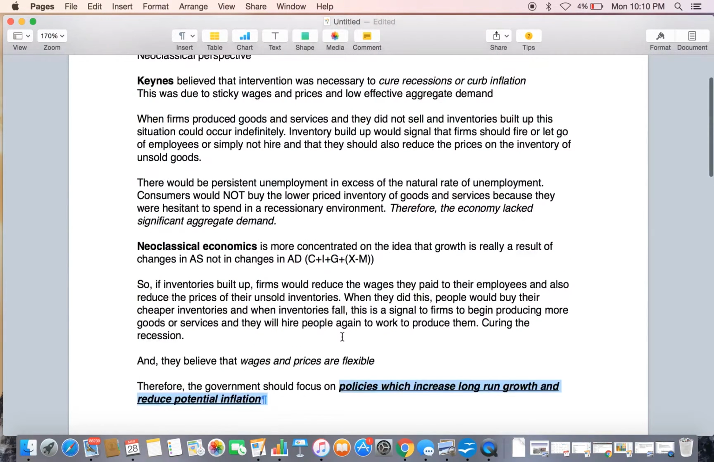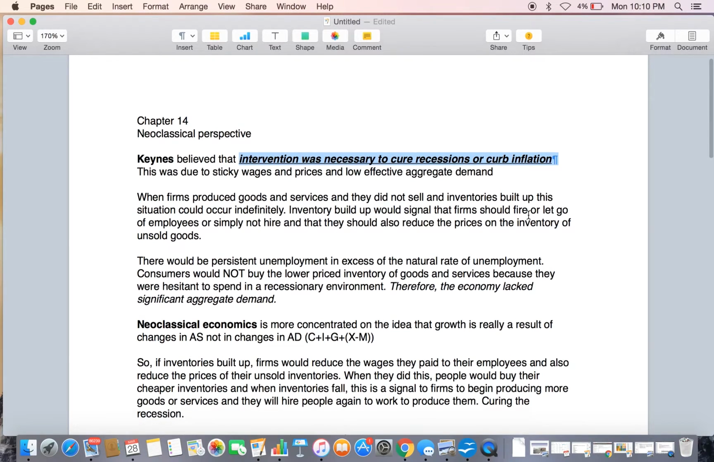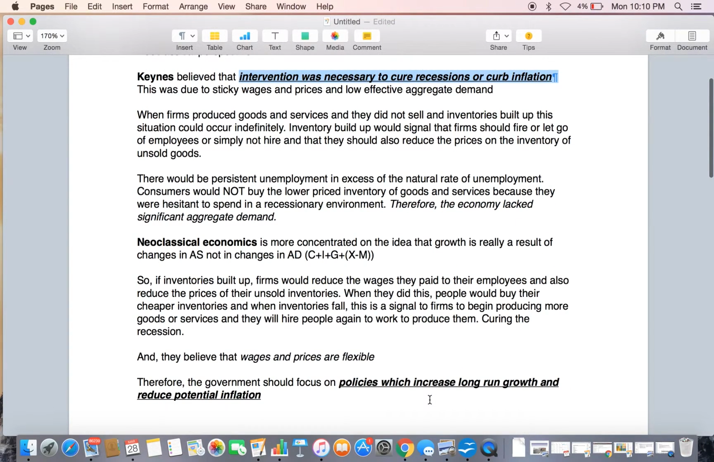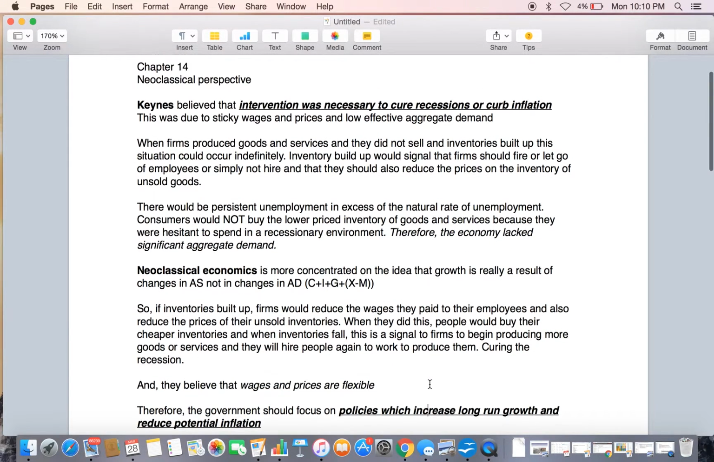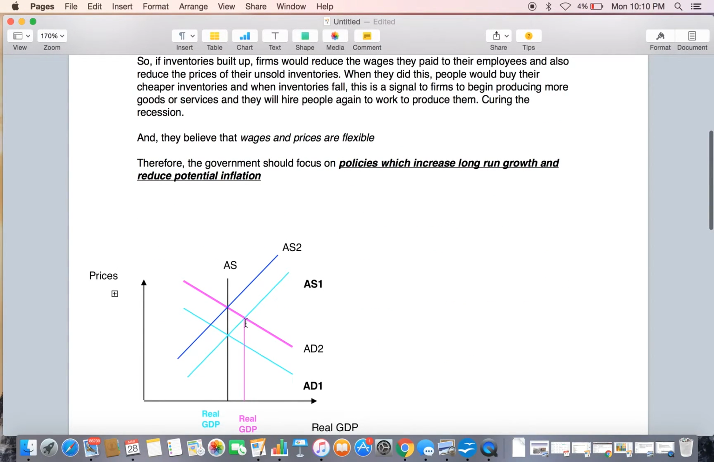So the conclusions of these two schools are very different in terms of how they function, because one really just seeks to increase long-run growth and reduce potential inflation, and the other advocates for government intervention to cure recessions. Neoclassical economics believes that recessions or inflation would cure themselves.